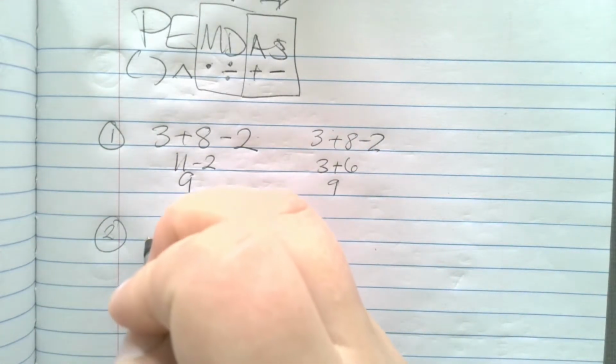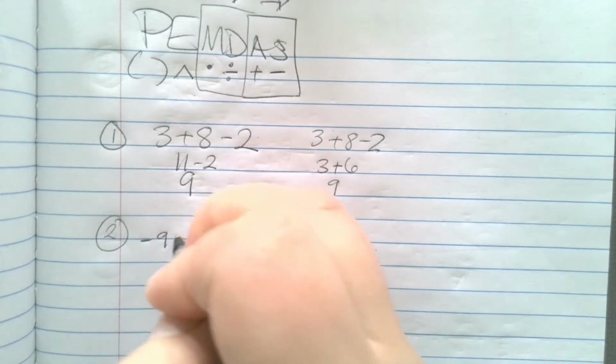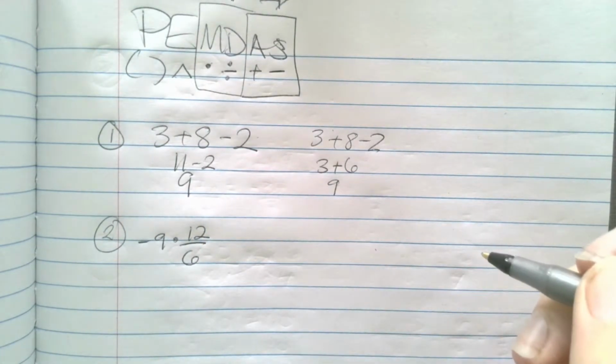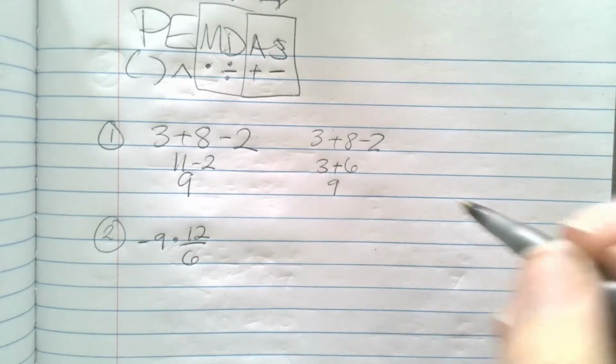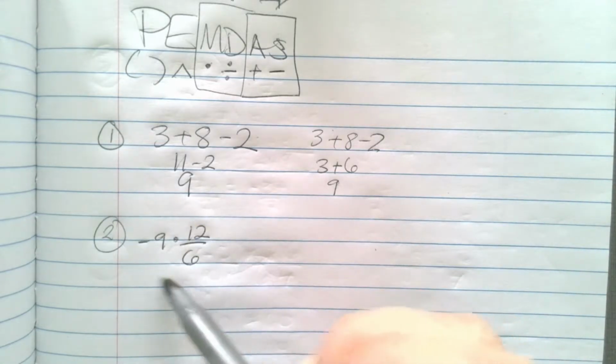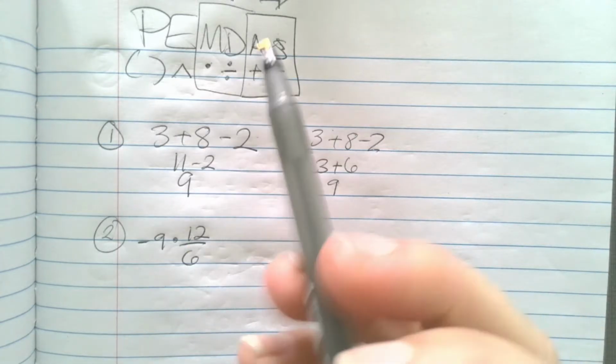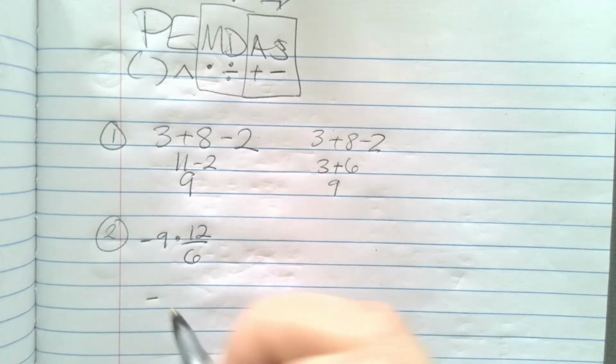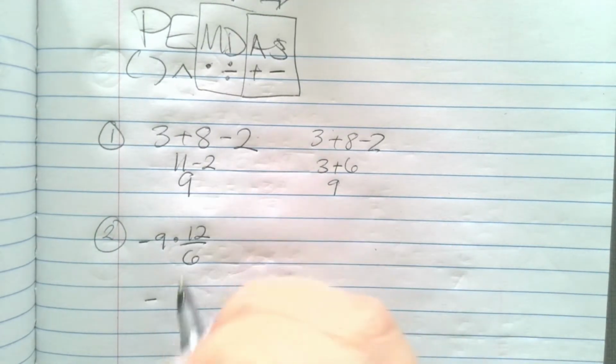Same idea here. What if I gave you negative 9 times 12 over 6? Okay, we could do the multiplication first or the division. It doesn't matter. Which one's easier for you? Do you guys know what 9 times 12 is? 108.